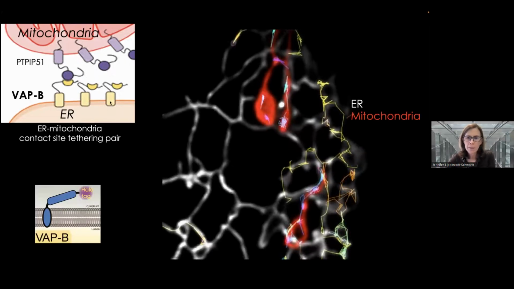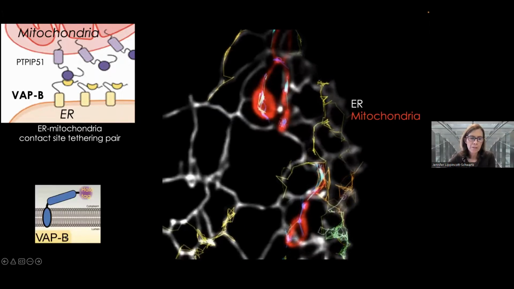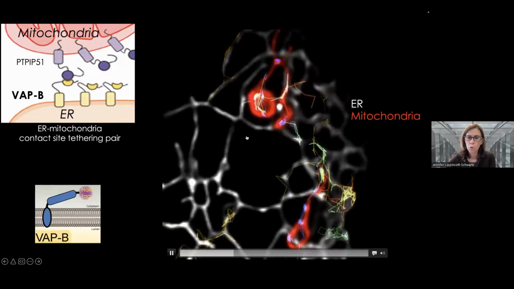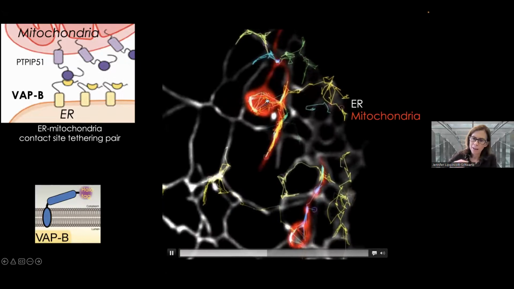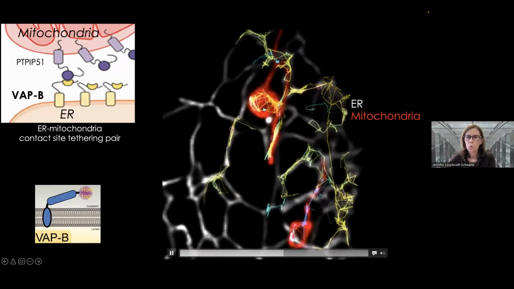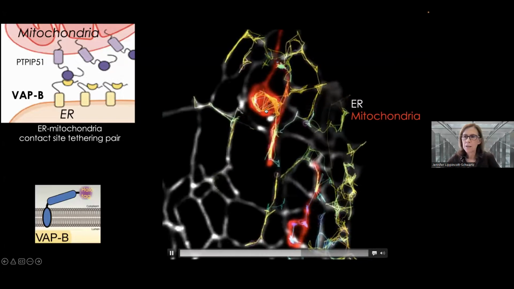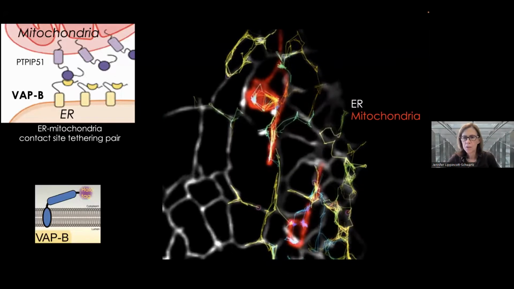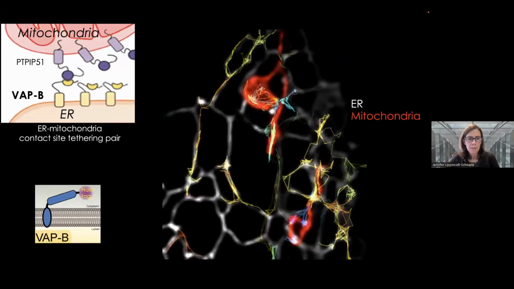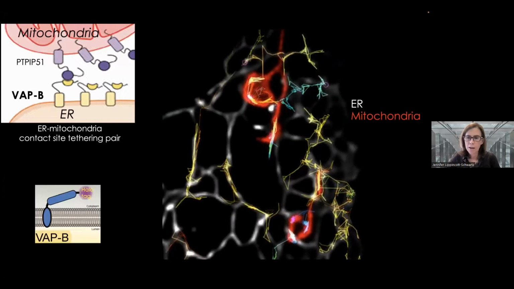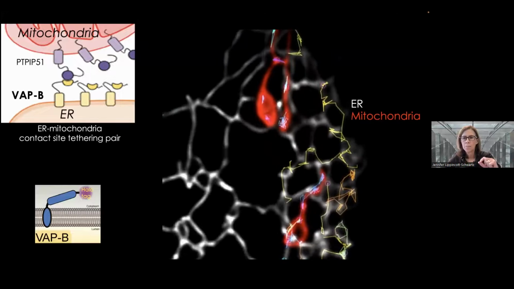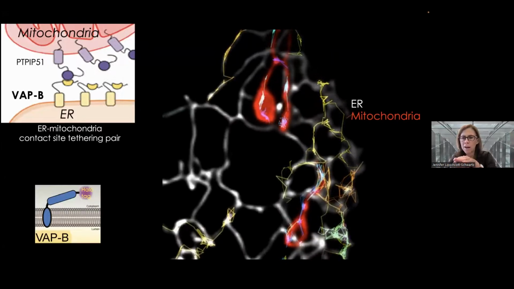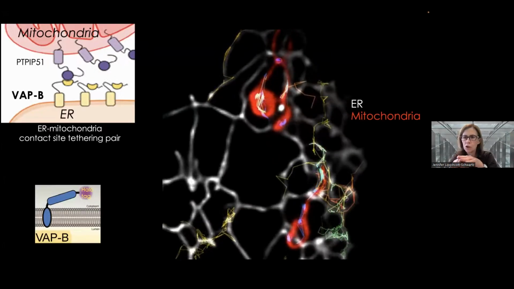So here is a movie showing a Halo-tagged VAP-B, where we're also looking at the endoplasmic reticulum in white and the mitochondria in red. And what you could very quickly see from these live cell imaging data was that the VAP-B likes spending time around the mitochondria. So the VAP-B is only in the ER, but in areas where the ER is close to mitochondria, its behavior is changing.